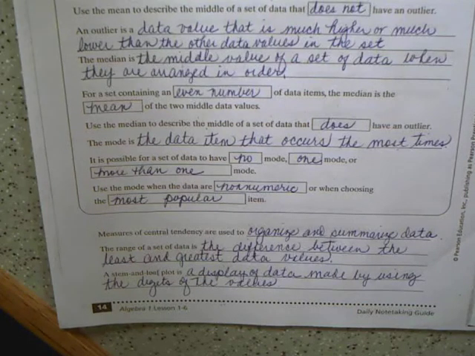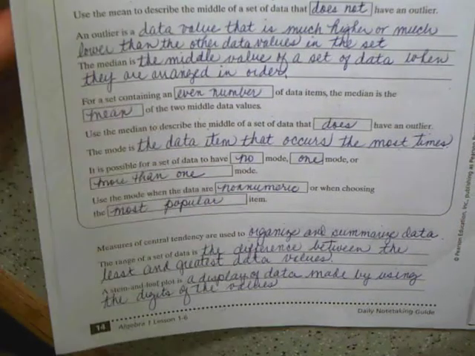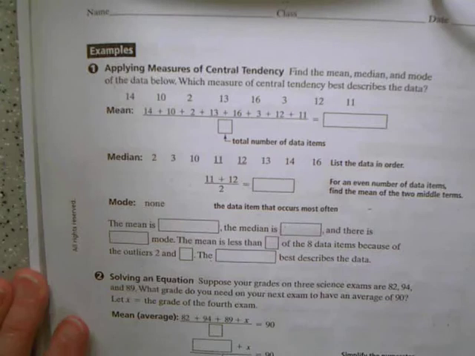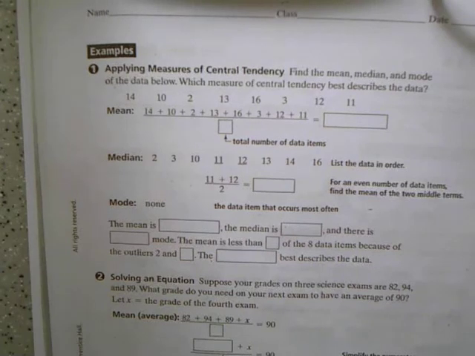Okay, a fair amount of terminology for this one. Okay, so we will look at doing mean, median, and mode, measures of central tendency, and then also making a stem and leaf plot. Okay, if you'll turn your page, applying measures of central tendency, find the mean, median, mode of the data below. Which measure of central tendency best describes the data?